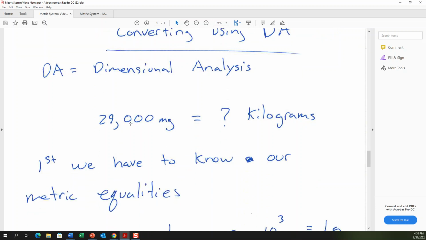All right, let's say I had 29,000 milligrams and I wanted to know how many kilograms that is. Now, many of you already know that to go from milligram to gram, you would divide by 1,000, and then to go from gram to kilogram, you would divide by 1,000 again. So if I take 29,000 and divide by 1,000, and then divide by 1,000 again, that will make this conversion. But let's understand what we're doing.